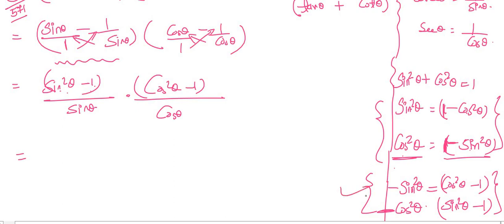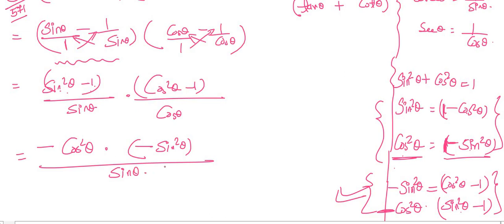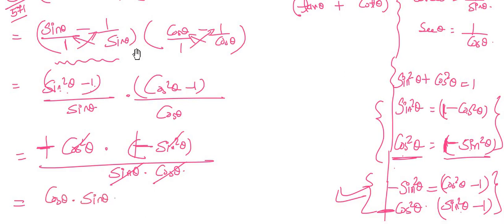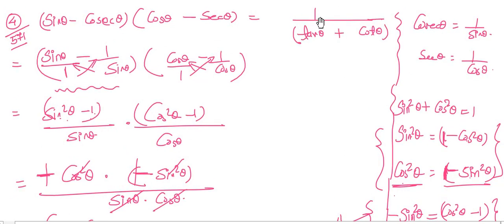So I am using this here. Cos square minus 1 is minus sine square. Sine square minus 1 is minus cos square. I am using here minus cos square theta into minus sine square theta by sine theta into cos theta. This minus and minus will become plus. One power of cos will cancel, and one power of sine will cancel. So I am getting only cos theta into sine theta. But we are supposed to prove it equal to 1 by tan plus cot.